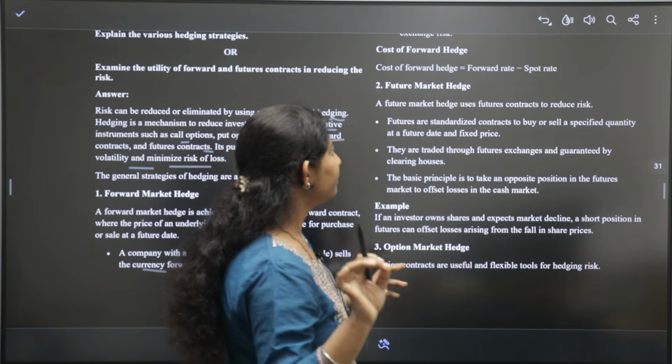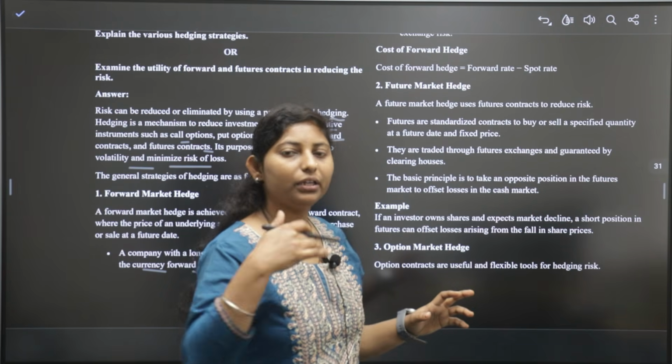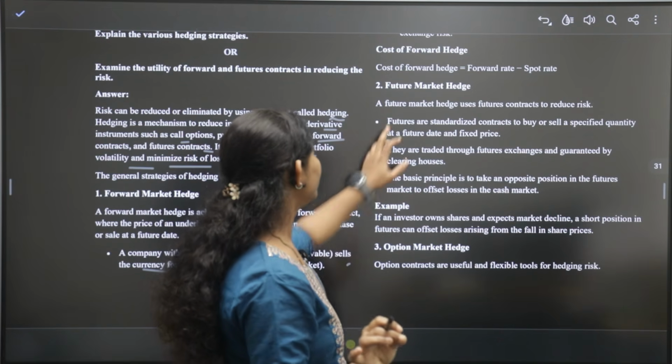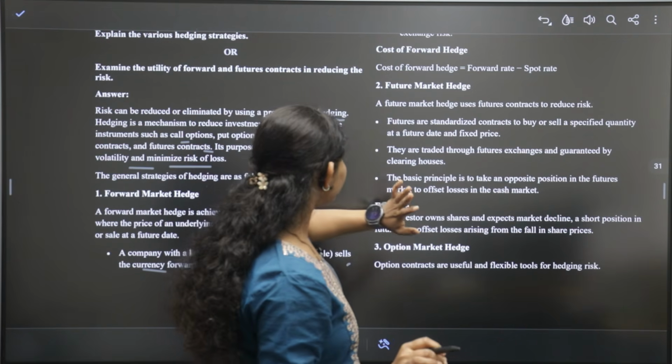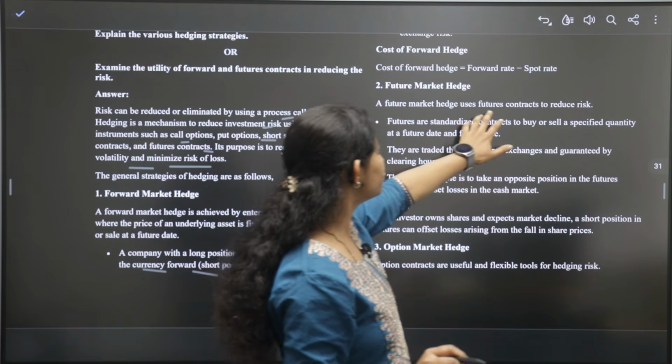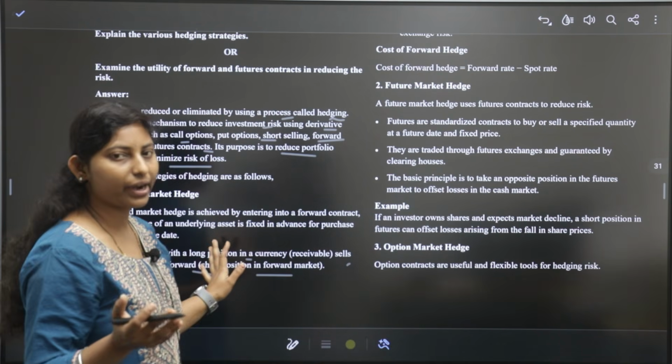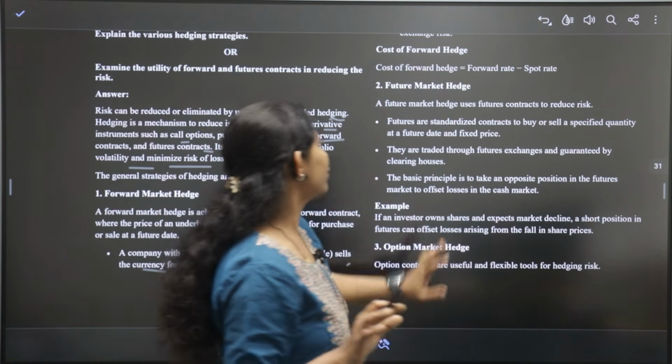Okay, that is a spot rate. Forward rate means after the maturity period, the rate of the stock is a forward rate. Futures market hedge, the second one, uses a futures contract. Forward is for forward contract, future is for future contract.